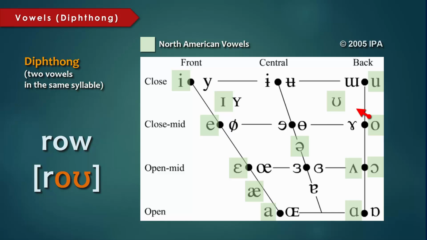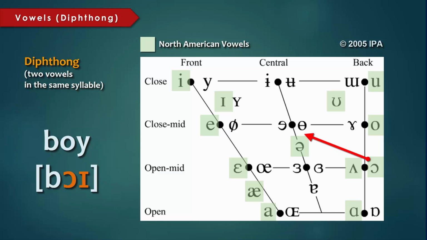O, as in the word row, starts out at O and ends at U. And finally, oi, as in the word boy, starts out at O and ends at I.